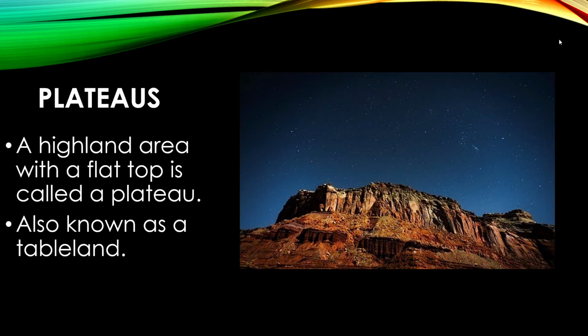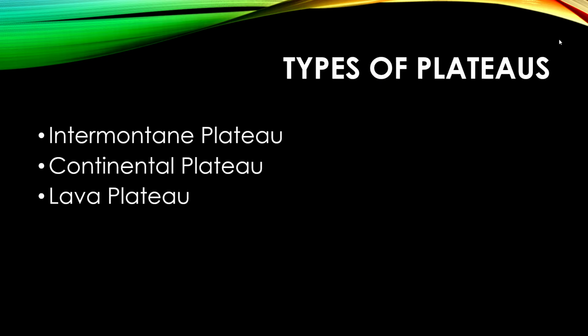So what is a plateau? A plateau is a highland area with a flat top. Plateaus have a large summit area that rises above the surrounding areas, and this is the reason they are also known as tablelands. Plateaus can be broadly classified into three kinds according to their location and origin. These are Intermountain Plateau, Continental Plateau, and Lava Plateau.